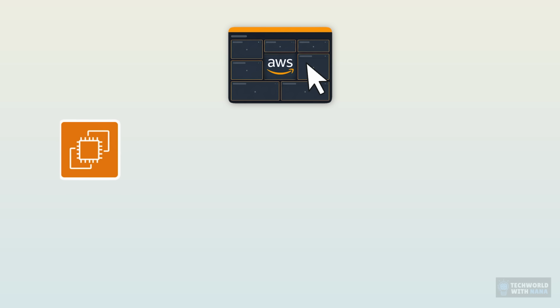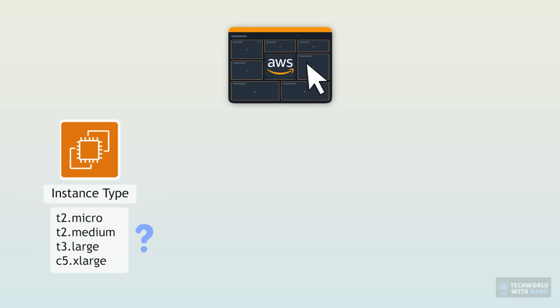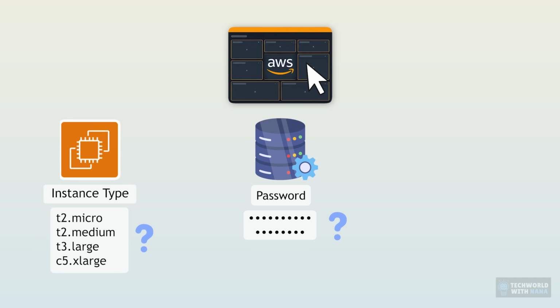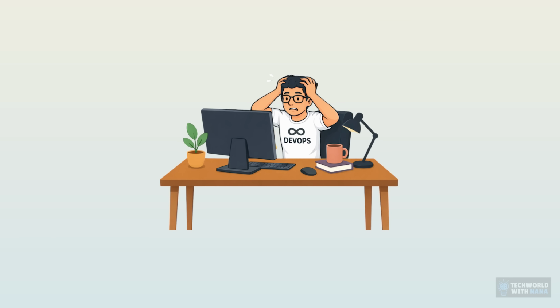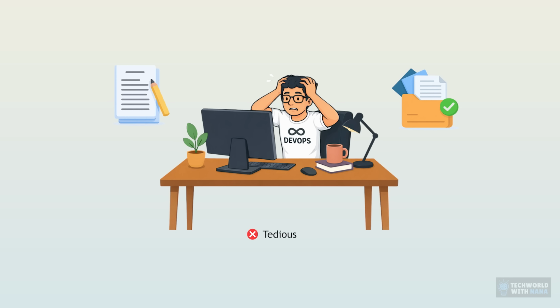Launch another EC2 instance, but here you have to pause because you think, wait, what size did I use last time? Then you have to create another database. And you think, what password did I set for this database? Another S3 bucket. What permissions did I configure for the first S3 bucket? So you realize that you don't remember exactly what you did because there are thousands of details in the configuration. And even if you wrote it down and documented it, recreating everything by clicking is tedious and very error-prone.